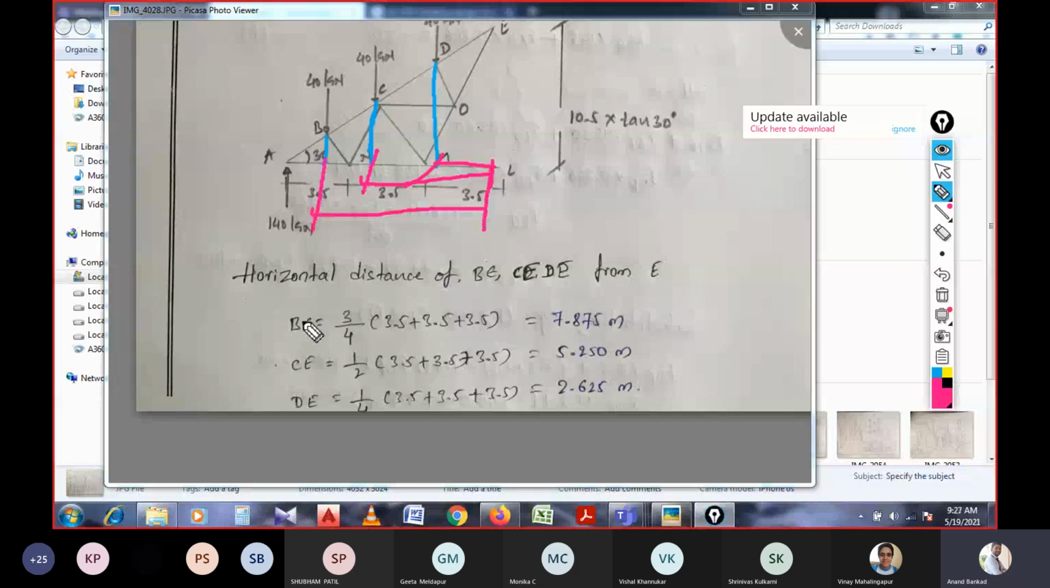So the distance from BE is referred to the point as 7.875, and again the distance from CE, that is this distance, is referred from this as 5.250. Again, if you refer to the distance of DE, that is 2.625 meters. So this is the very basic thing that we need to consider to analyze this truss, because the horizontal distances are required to take the moment about the point, right?